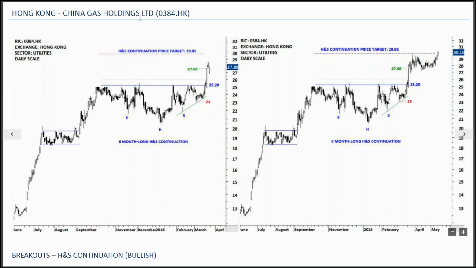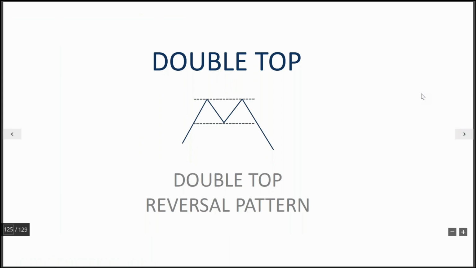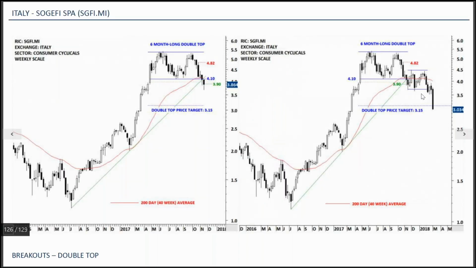Hong Kong China Gas Holdings, several tests of the boundary, left shoulder, head, right shoulder. The breakout takes place. We reach the chart pattern price target after a short consolidation here. Double top. I think we are reaching the end of the examples. Italian company.